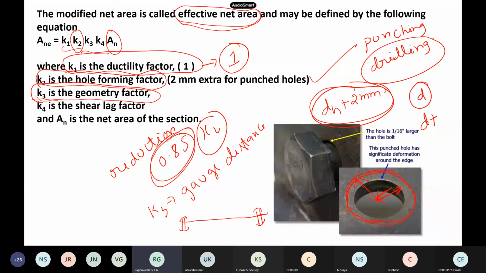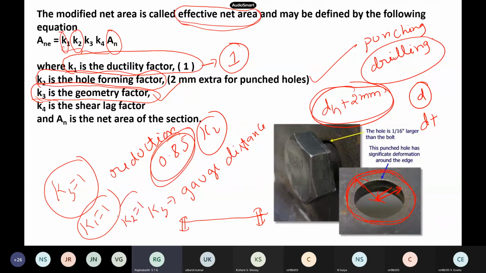So what type of buckling is it? Local buckling will happen basically. So in the international codes they do a reduction for this also, the geometry factor, but in our IS code we don't use that one. So K3 is taken as 1. K1 also is taken as 1 in our IS code. So we don't consider these two in the code itself. So K1 is gone, K3 is also gone. So we have K2, which is also 1 only in our IS code.